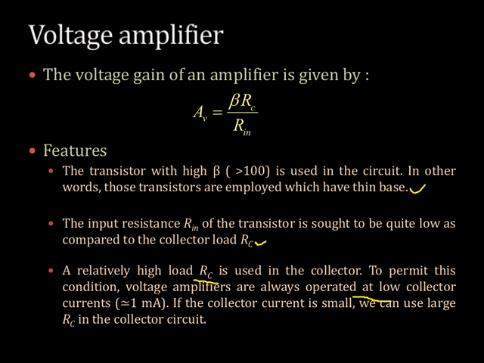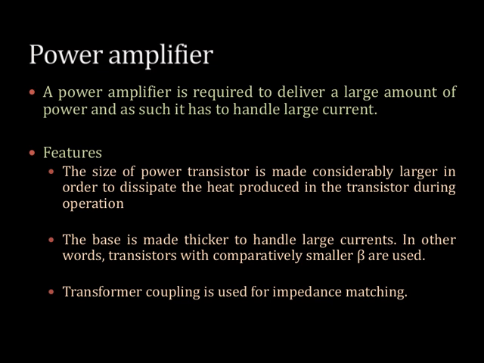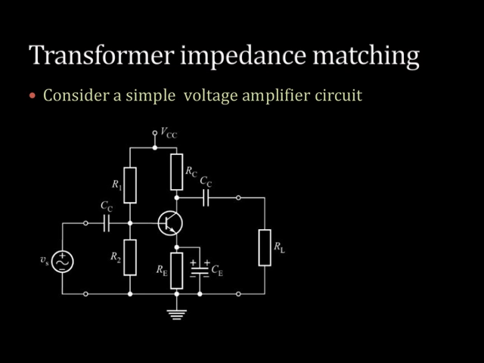Whereas in power amplifiers, it is required to deliver a large amount of power, so it has to handle a large current. The size of the power transistor is made considerably larger in order to dissipate the heat produced in the transistor during operation. The base is made thicker to handle large currents. In other words, transistors with comparatively smaller beta are used. Now, transformer coupling is used here for impedance matching.